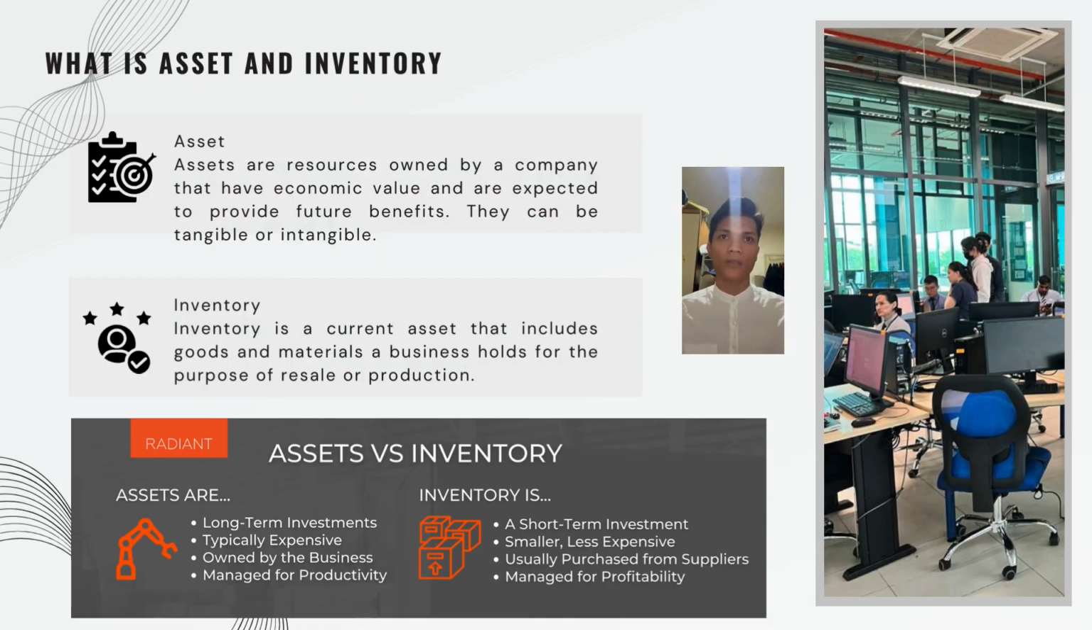Alright, what is asset and inventory? First things first, assets are resources owned by a company that have economic value and are expected to provide future benefits. They can be tangible and intangible. Next is inventory. Inventory is a current asset that includes goods and material a business holds for the purpose of resale or production.